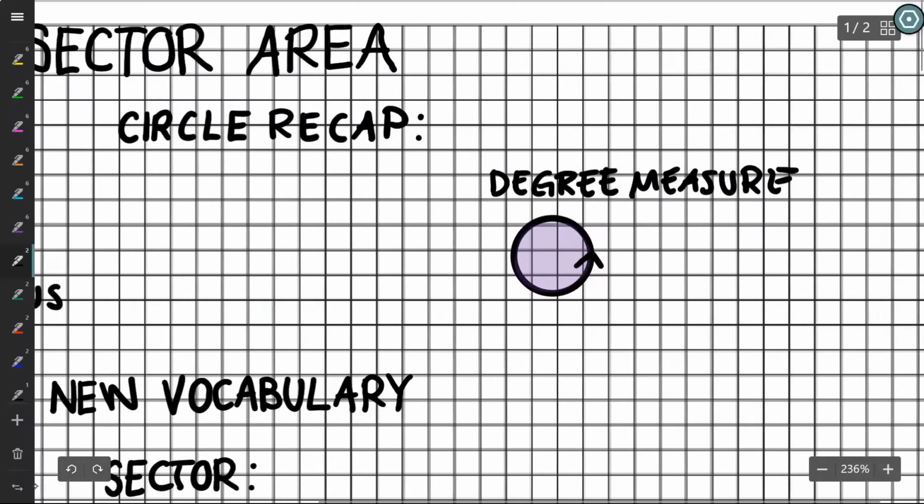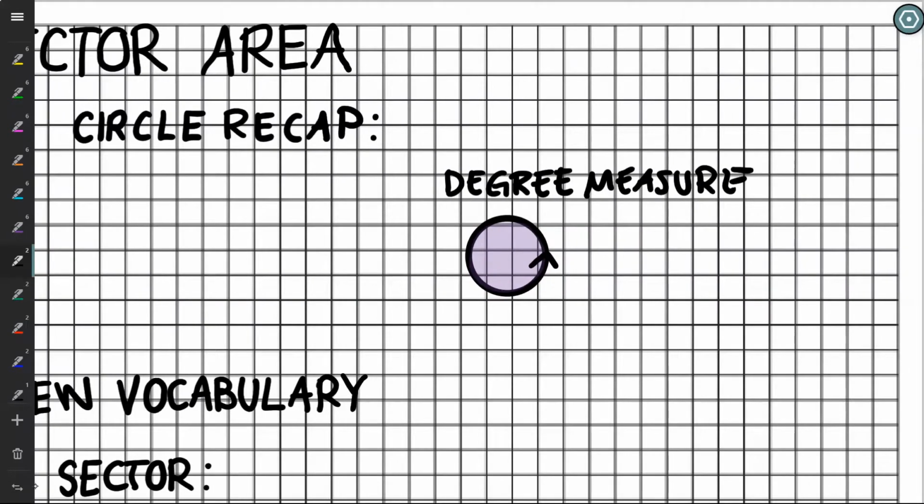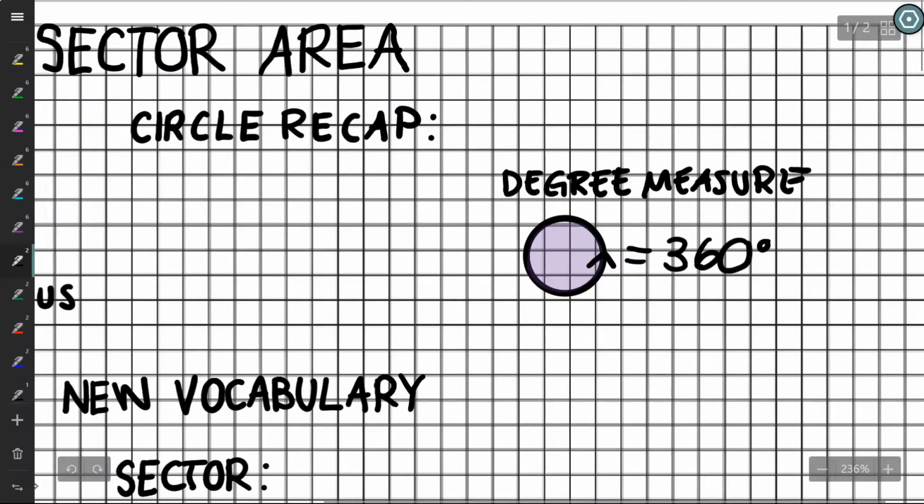Alright, next we're going to talk about the degree measures inside of a circle. So if I measured the degrees inside a full revolution of a circle, I would get 360 degrees. So one full circle has 360 degrees inside of it.